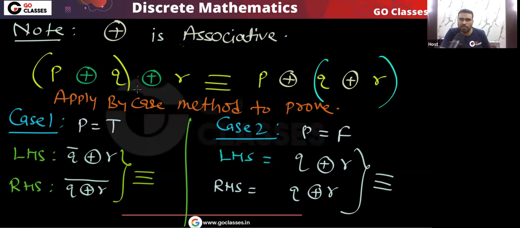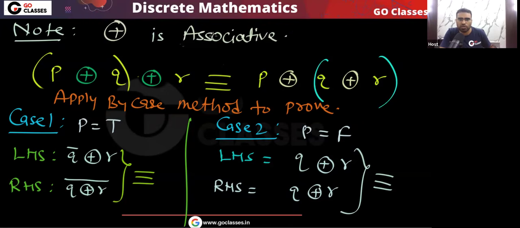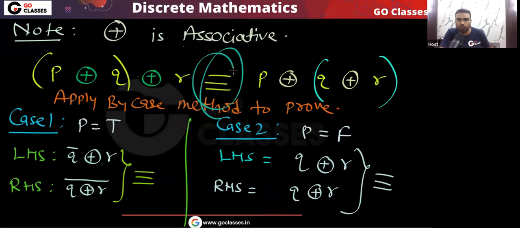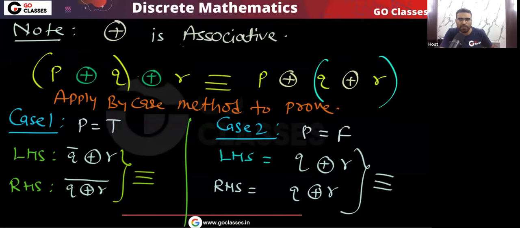Is this clear? Our main objective is that we want to prove that XOR is associative. To prove it, we need to prove that LHS and RHS, this expression and this expression, are equivalent. And we are proving by the case method. Two cases we created, P true and P false.